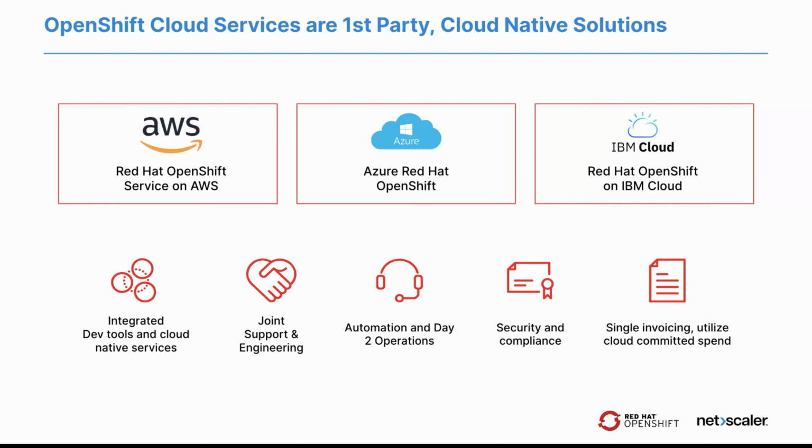This is a point I wanted to touch on because it's an important development, though not entirely new at this point. So OpenShift is a first-party offering on AWS, Azure, and IBM Cloud at this point. That's a really big deal. That means that it is jointly supported by both the AWS engineers, Red Hat engineers, and same with Microsoft.